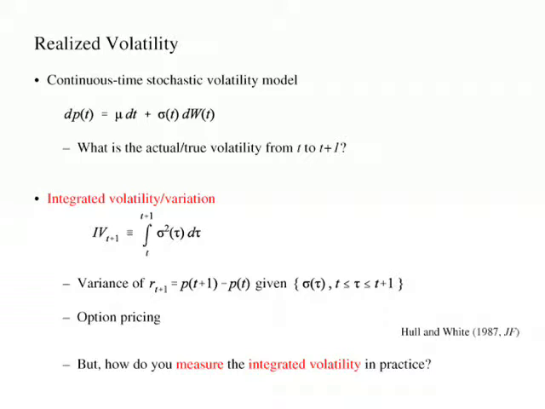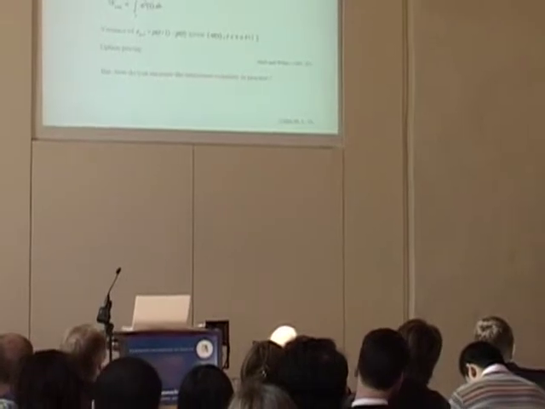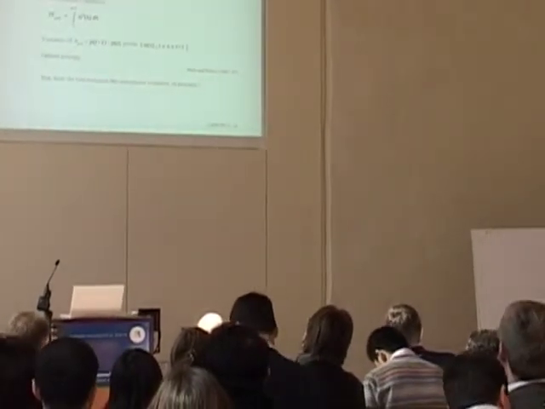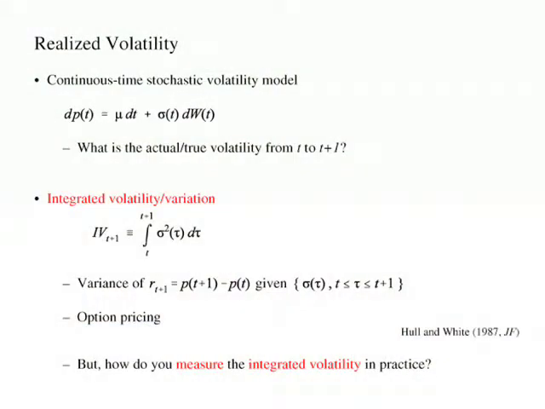But suppose that this was the way the world behaved, which is the way we oftentimes like to pretend the world behaves when we do asset pricing. Suppose somebody now came and asked you, given that the world behaves like this, what's the volatility in this world from time t to time t plus 1? Well, this should be your answer. The right way of thinking about the volatility from time t to time t plus 1 in this world is that it's this so-called integrated volatility, or integrated variation.